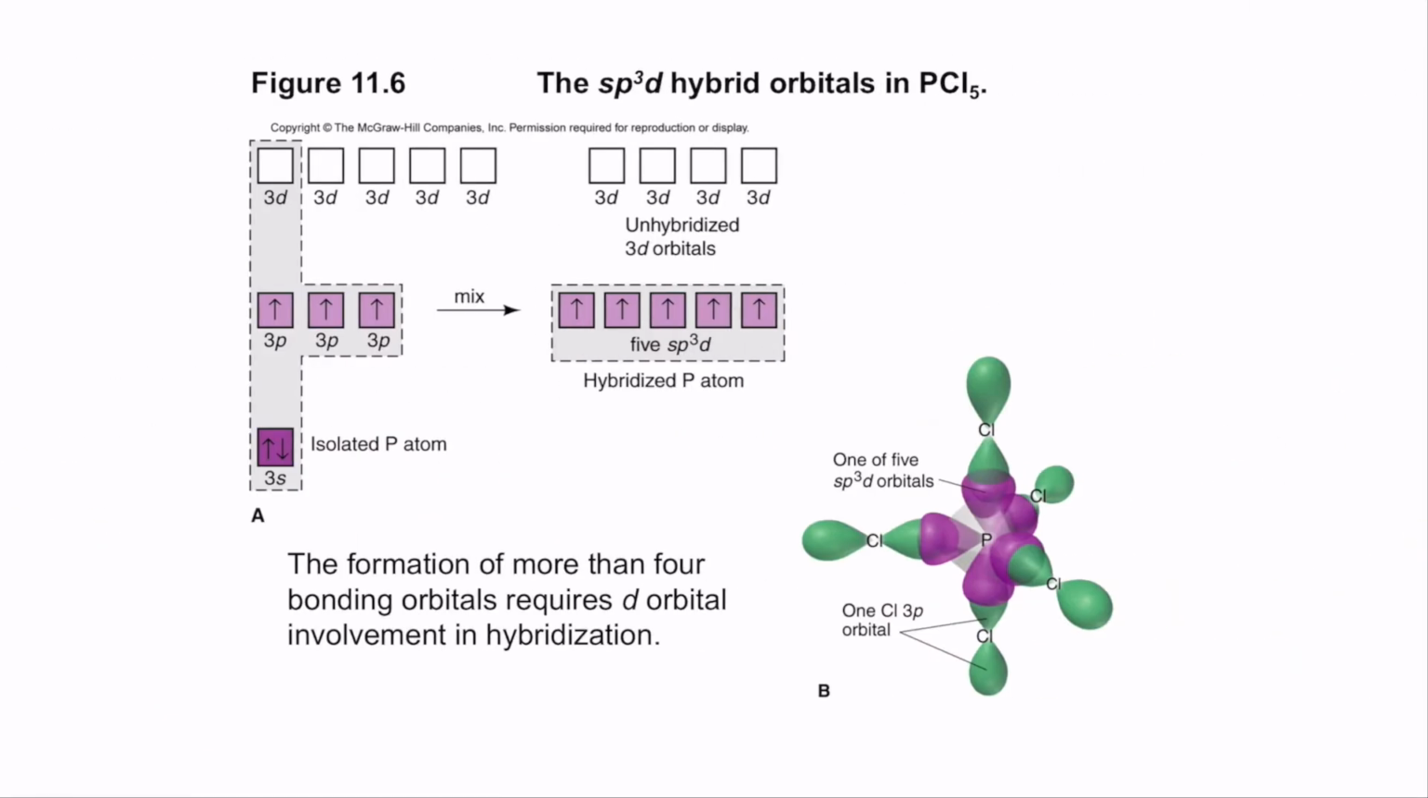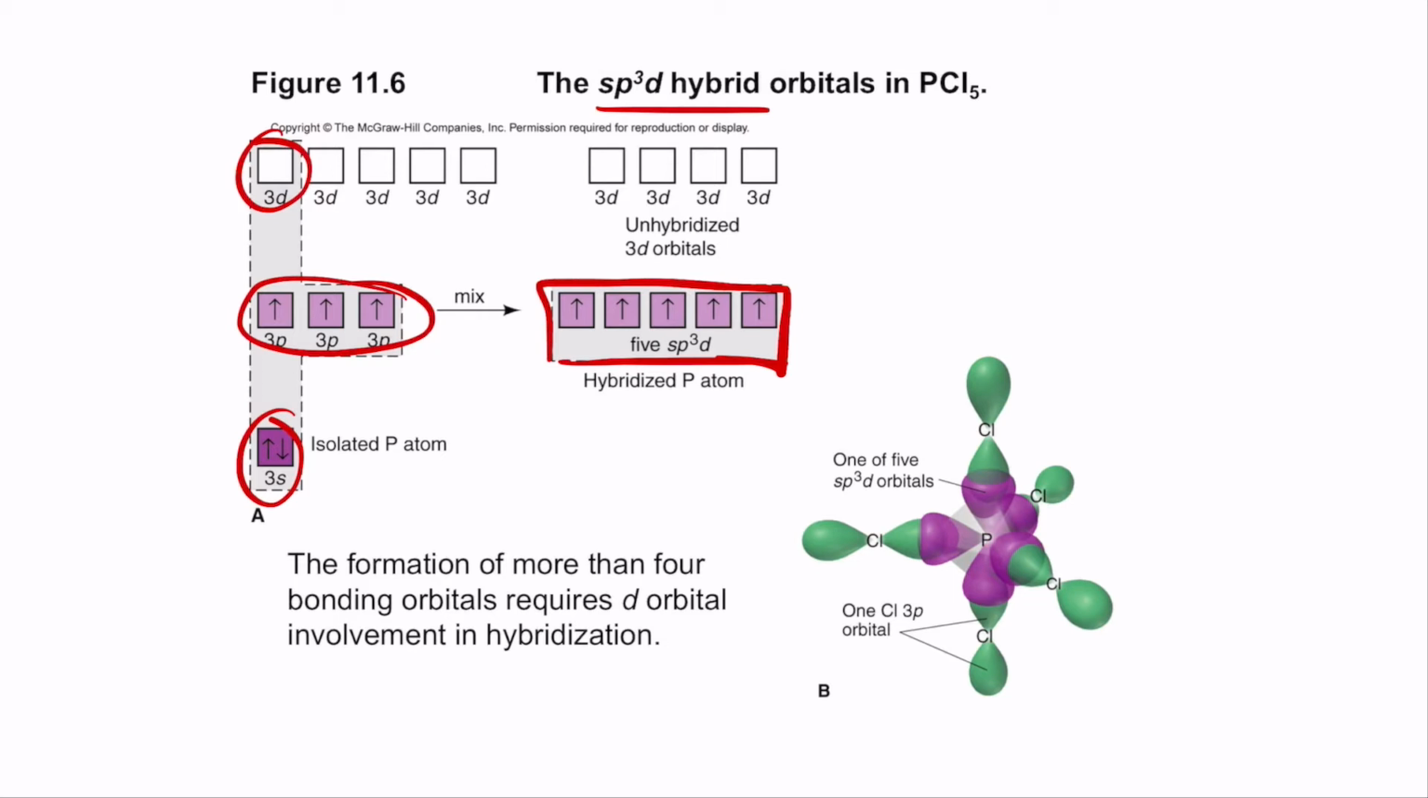The next hybridization is the sp3d hybridization, where you have the mixing of one s orbital, three p orbitals and one d orbital, resulting in the formation of 5 sp3d hybrid orbitals. For example, if this is phosphorus, each sp3d orbital bonds with the 3p orbital of chlorine, resulting in the formation of PCl5. So this results in the shape of the trigonal bipyramidal.